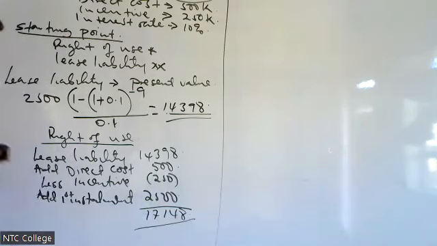17,148. Therefore, my right of use is different from the lease liability because of other costs that we included. We included the initial direct cost. We included the incentive on payment. Then we also add the first installment because it's the amount we have paid and it's not forming part of the liability. Now that is the right of use, 17,148.